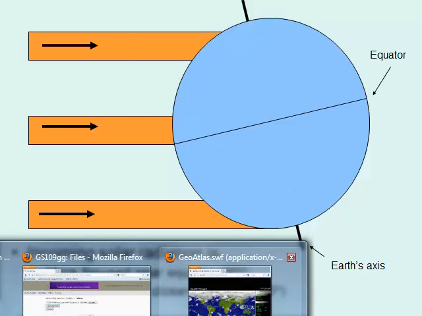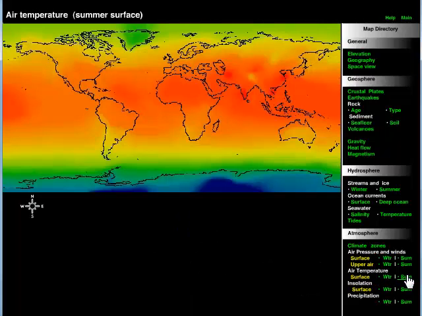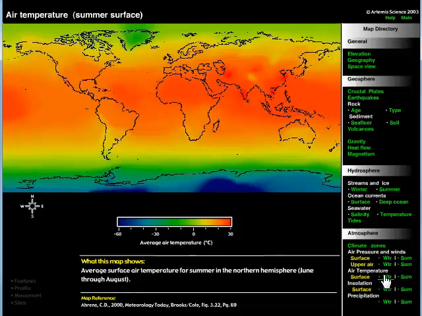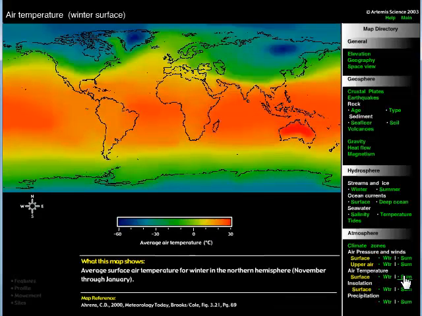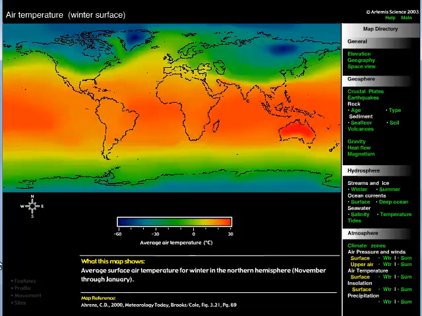If you want to take a look at this GeoAtlas media, you can take a look at the surface air temperature in the summertime compared to the wintertime. You can see how that shifts, especially up in our neck of the woods. If you check out the US, nice and warm in the summer, and then we go to wintertime, we see it gets cooler. That's because the tilt of the Earth is changing.